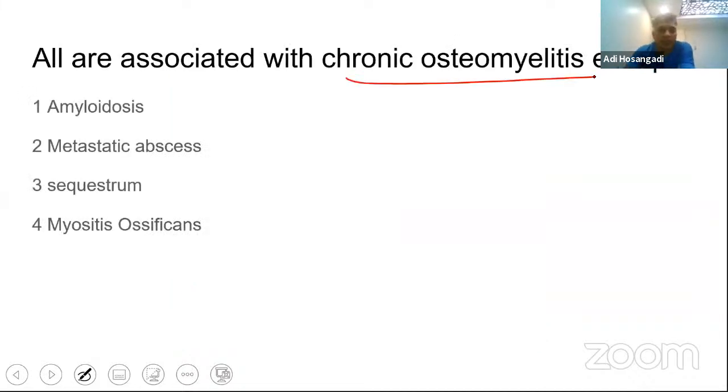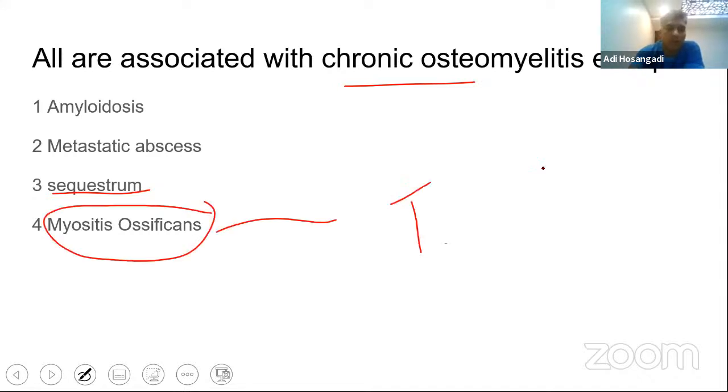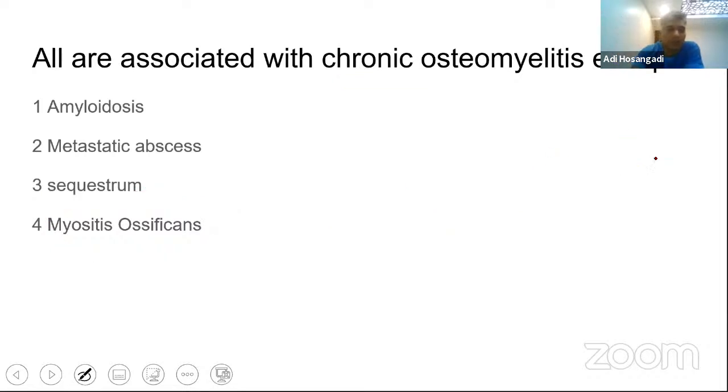All are associated with chronic osteomyelitis, except... you'll answer this, I'm sure. I told you, amyloidosis is definitely one of the rare complications of chronic osteomyelitis. Metastatic abscess, yes. If there is infection going on in some part of the body, and immunity subsides due to some nutritional problem, there can be metastatic spread causing abscess elsewhere. Of course, sequestrum is definitely associated with chronic osteomyelitis. Myositis ossificans is seen in trauma, most commonly around the elbow. So the answer is myositis ossificans.